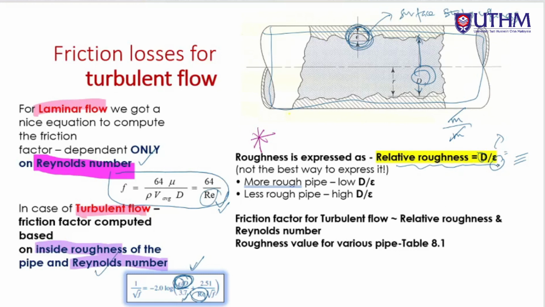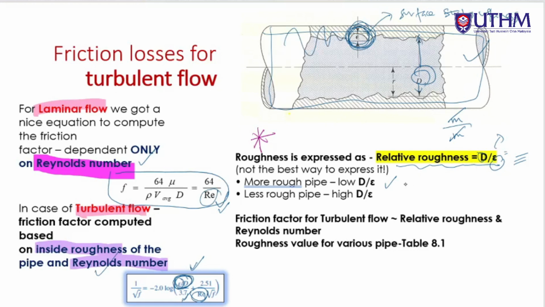Okay, so if we refer to this diagram, if it is a rougher pipe, we will get a low D over epsilon. Right? Because this epsilon value is very large. When we say rough, it means this is bigger, right?